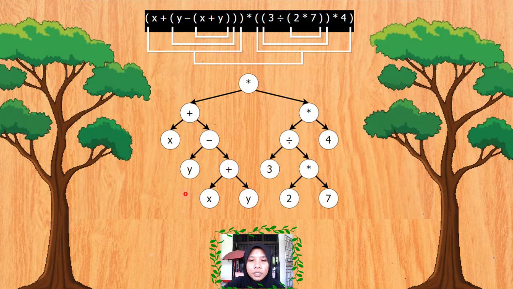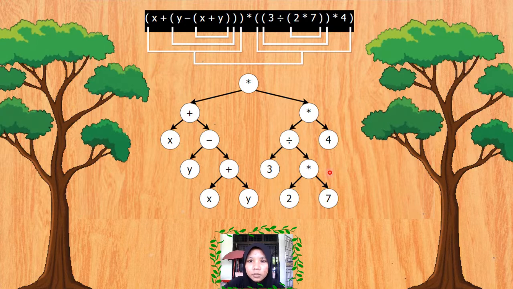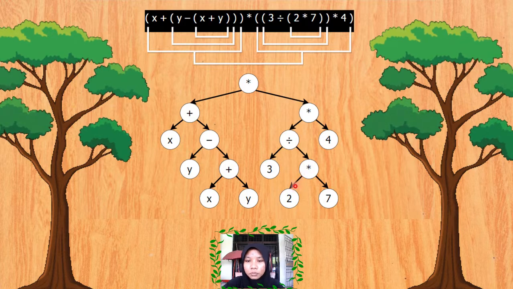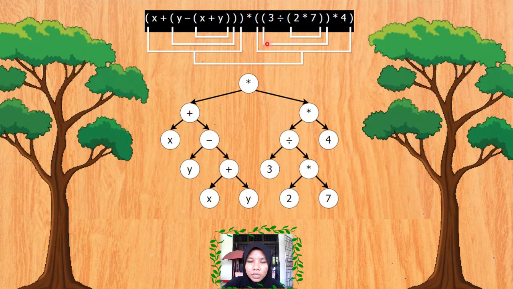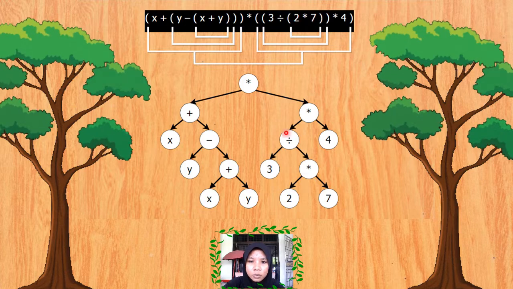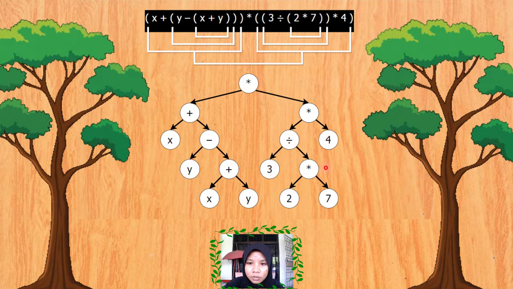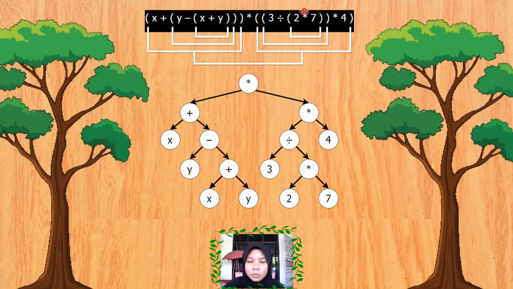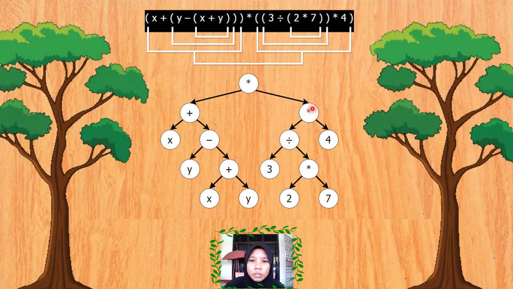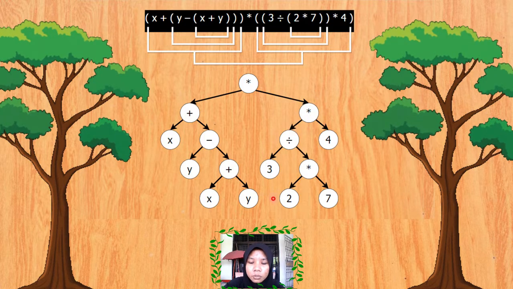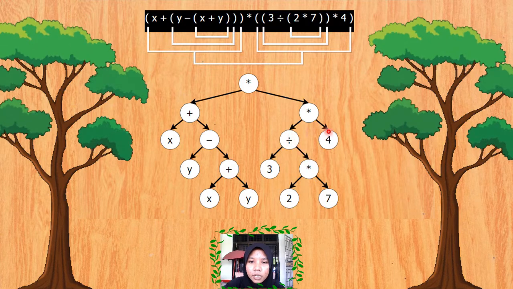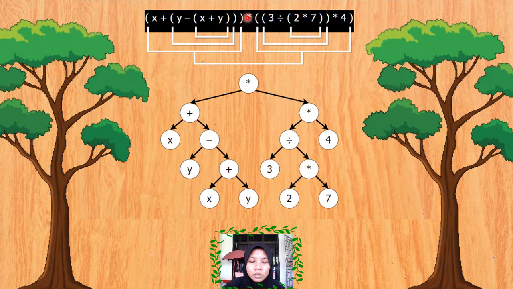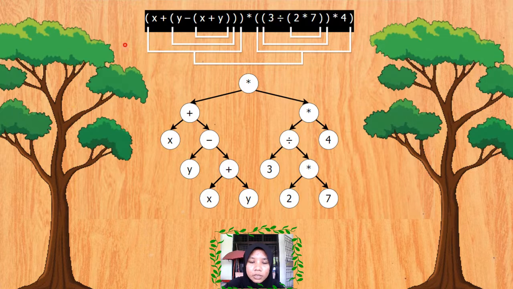And then we are done with the left side, we do the right side. Okay, we do this bracket here, 2 multiply with 7. Multiplication will be the root for 2 and 7. And then we do this bracket, 3 divide with this expression. So division will be the root for 3 and this expression. And then we do the big bracket here. These two expressions will multiply with 4. So multiplication will be the root for the 2 expressions here and 4. So we are done with both sides. So multiplication here will be the main root of all these expressions.